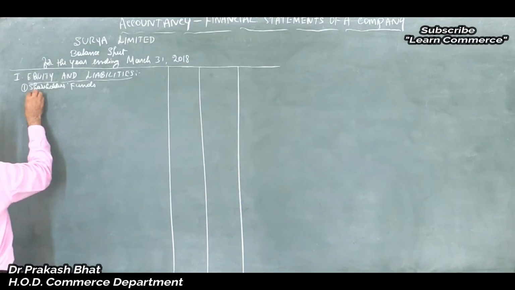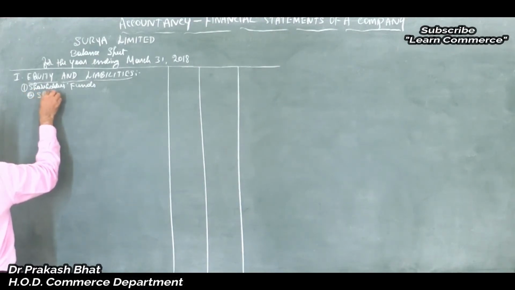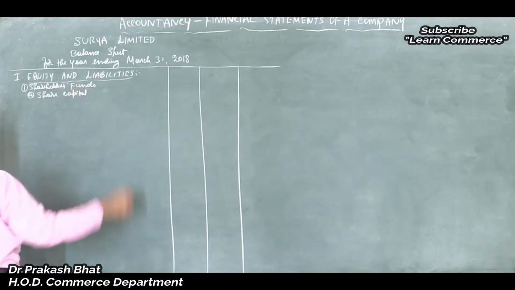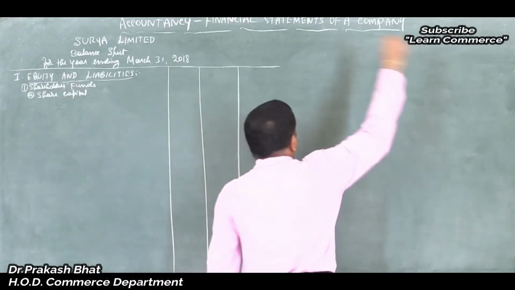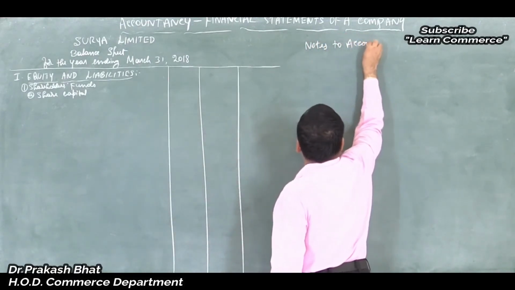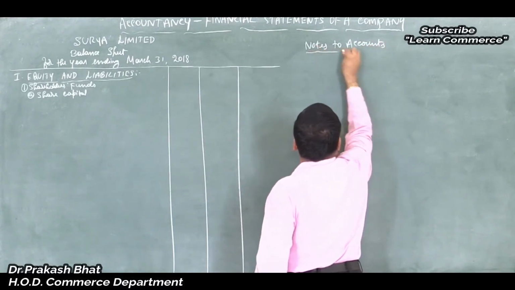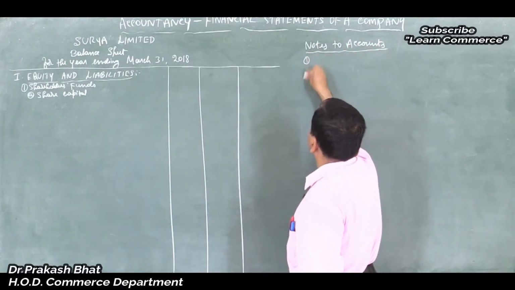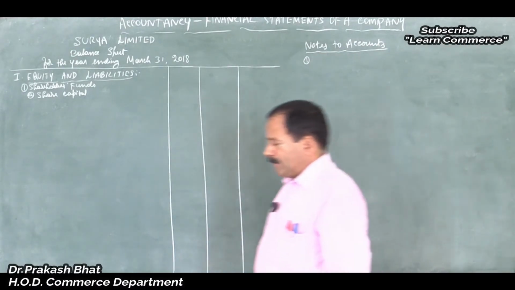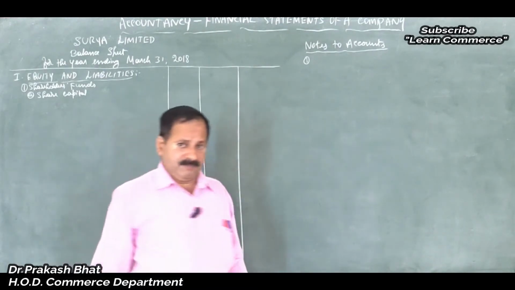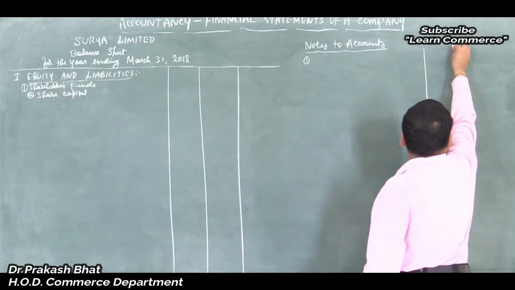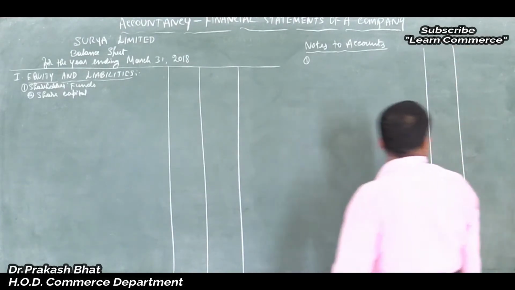Under that, point A, share capital. Prepare working note. Notes to account. Under that first one, draw the columns here. Particulars, amount in rupees, amount in rupees. One is inner column, the other one is outer column. Yes.